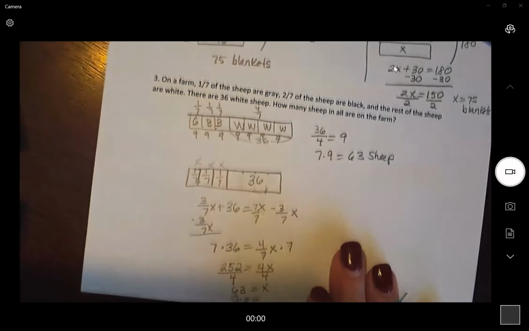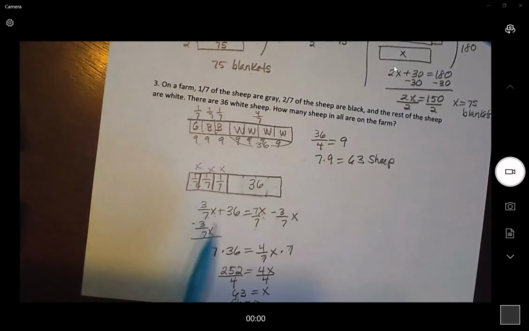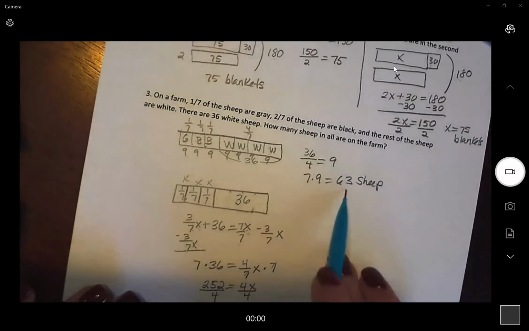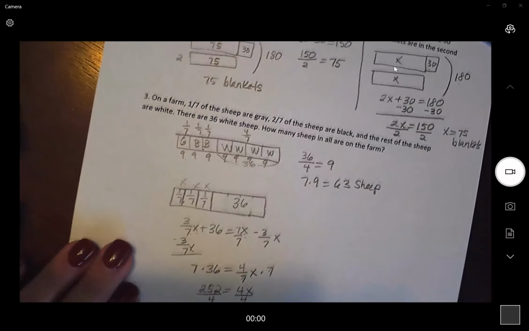And so again, if I just check that, 1/7 of this total, 1/7 of 63, would be 9. And that's what we want it to be. So you could double check that. So this is algebraically, and again, this is without the variables. So I hope that makes sense to you.